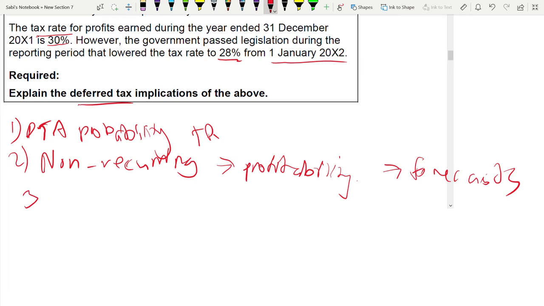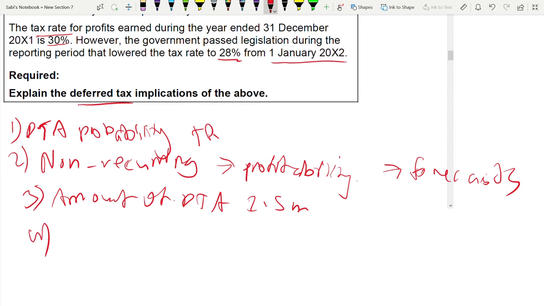Third paragraph. Okay, what is it? The amount of DTA that you can recognize. How much DTA can you recognize? Deferred tax asset. The profit is what? 2.5 million. That means they can recognize a deferred tax asset of only 2.5 million, because the profit is 2.5 million. You have to write it. So up to this extent, you can recognize deferred tax asset out of the 4 million loss.